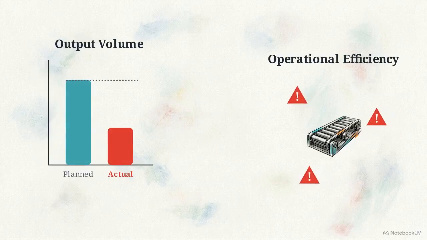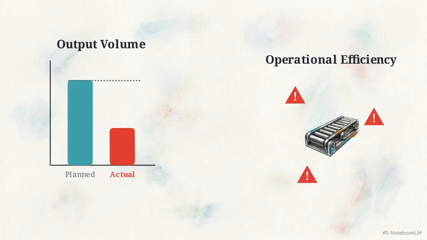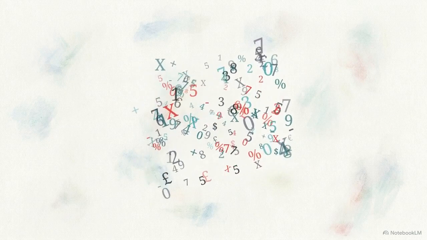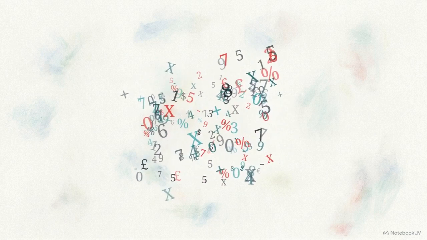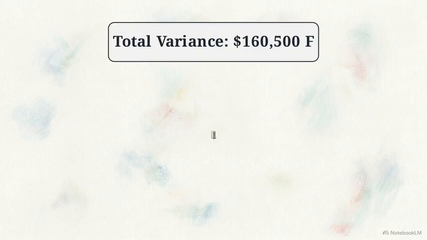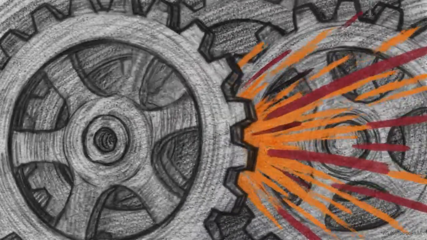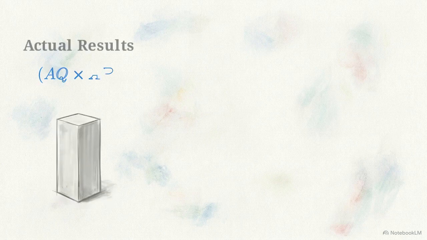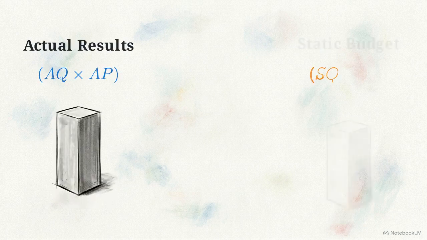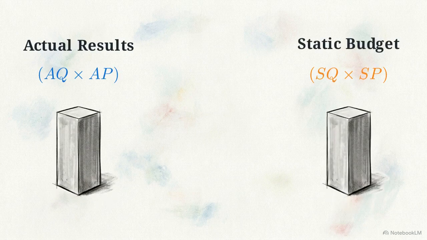Evaluating performance based purely on a static budget variance conflates two independent variables, errors in output volume and actual operational efficiency, into a single number. To evaluate actual performance, we must mathematically strip out the financial impact of market demand and isolate manufacturing efficiency. We can map this by placing our two formulas at opposite ends of the spectrum. On the left, our actual results. On the right, our static budget.